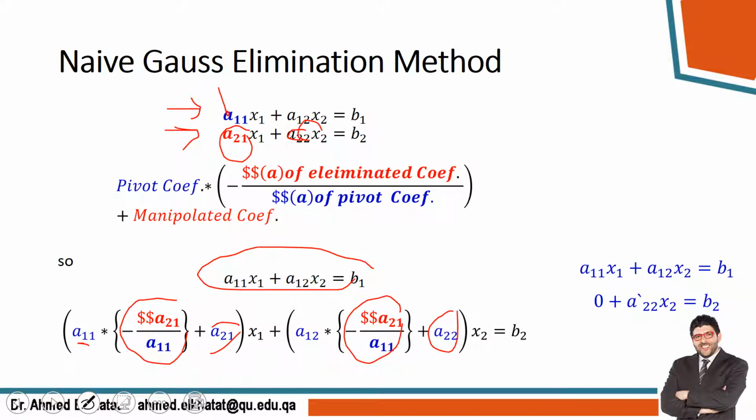When you do this, one coefficient will be eliminated, but this one will change its value. Instead of a22 it will be a22 dash, so the coefficient will be changed. The same should also be applied to b, so we apply this coefficient also for b, and this b will be b plus b dash.